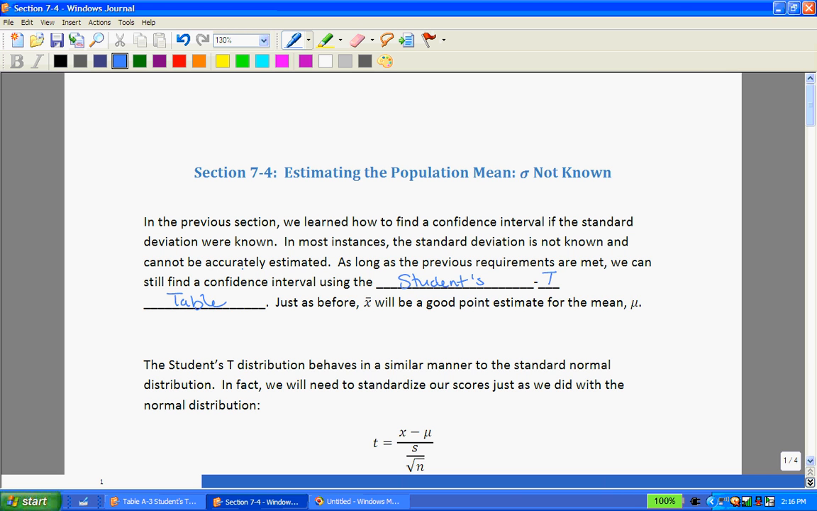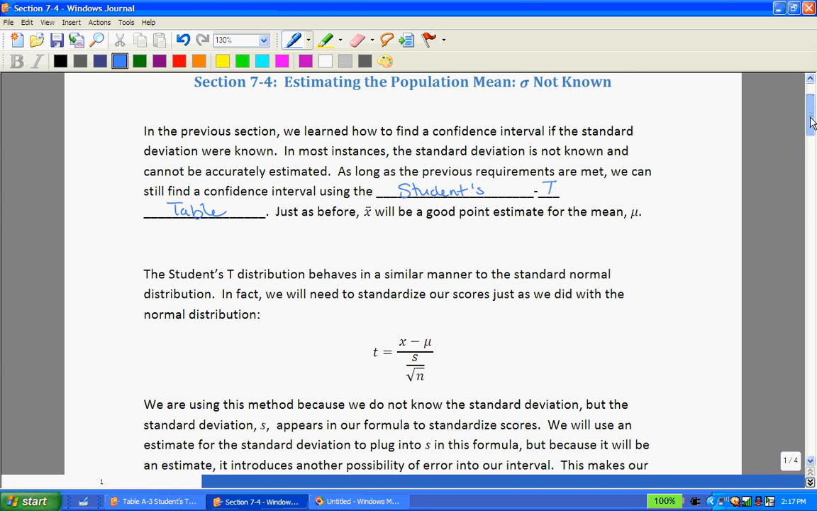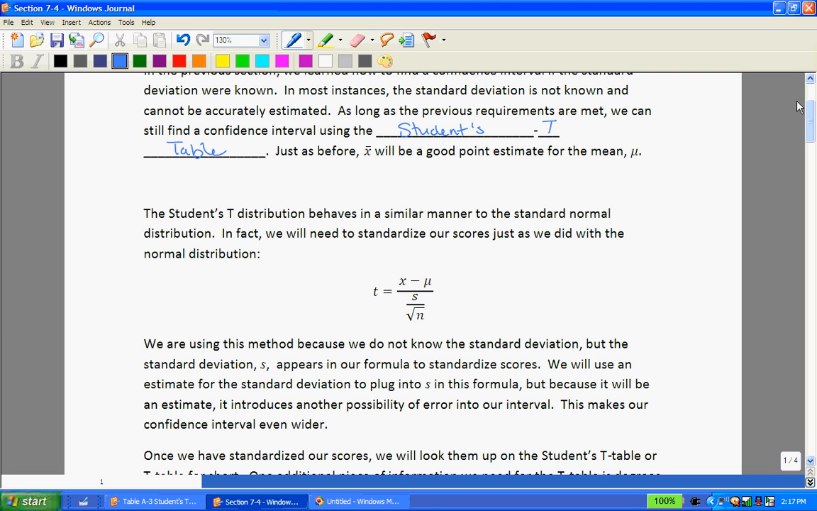So just like with the standard normal table and z-scores, we have to standardize our scores here. But instead of z-scores, we will call them t-scores. Very similar to that formula, we have our random variable x. We're going to subtract off the population mean mu and divide by s divided by the square root of n. Now we just said we're using this method because we don't know the standard deviation, but here the standard deviation s appears in our formula. Well, since we don't know the standard deviation, we're going to use the sample standard deviation s as an estimate.